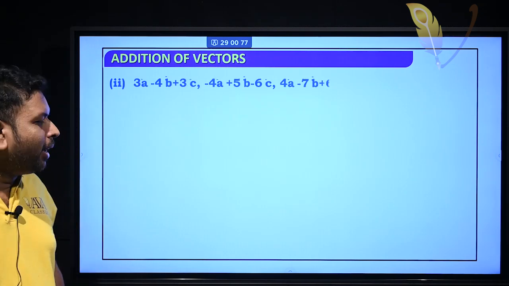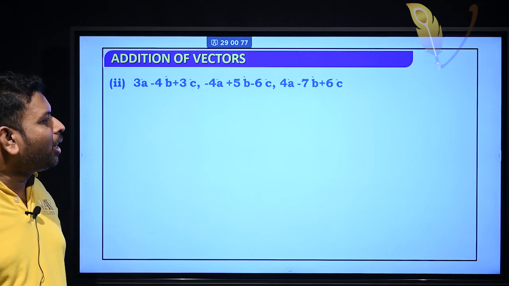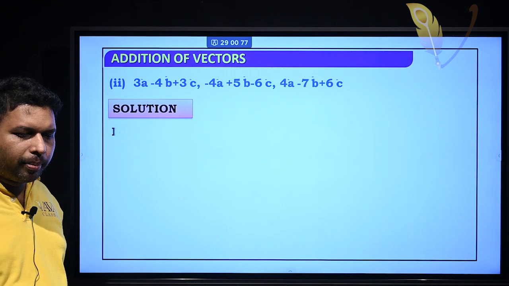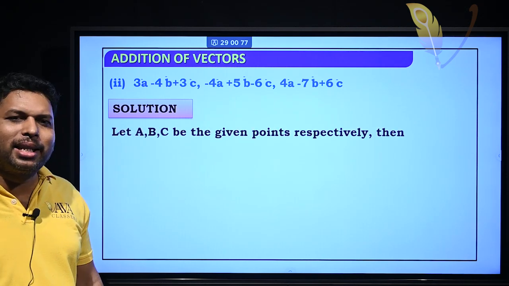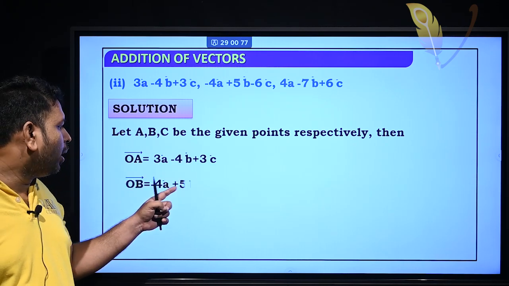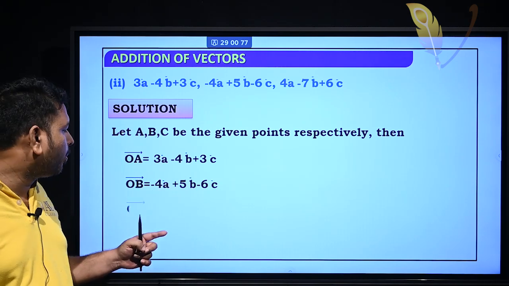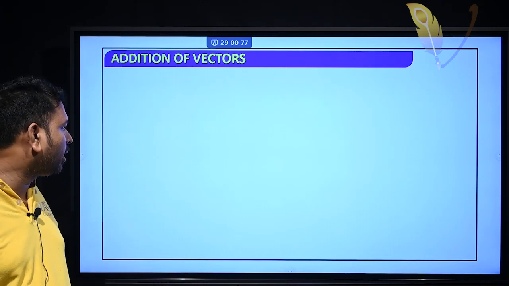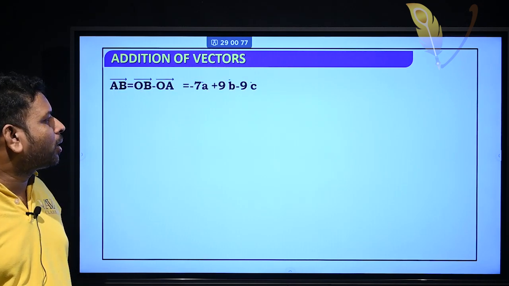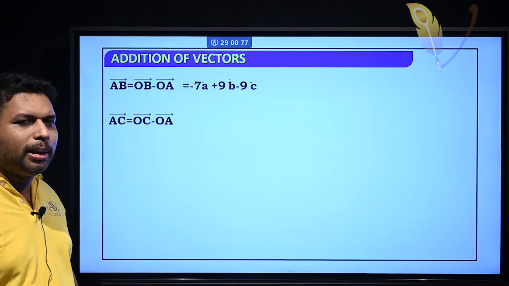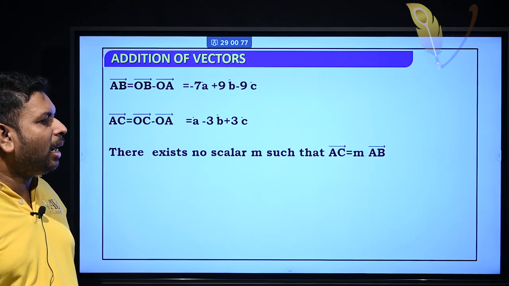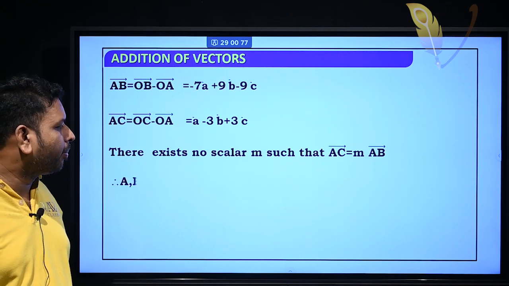Now question number 2. 3a minus 4b plus 3c, minus 4a plus 5b minus 6c, 4a minus 7b plus 6c. Now solution. Let A, B, C be the given points respectively. Then OA equals 3a minus 4b plus 3c, OB equals minus 4a plus 5b minus 6c, OC equals 4a minus 7b plus 6c. So AB equals OB minus OA, that is minus 7a plus 9b minus 9c. AC equals OC minus OA equals a minus 3b plus 3c. There exists no scalar m such that AC equals m AB.